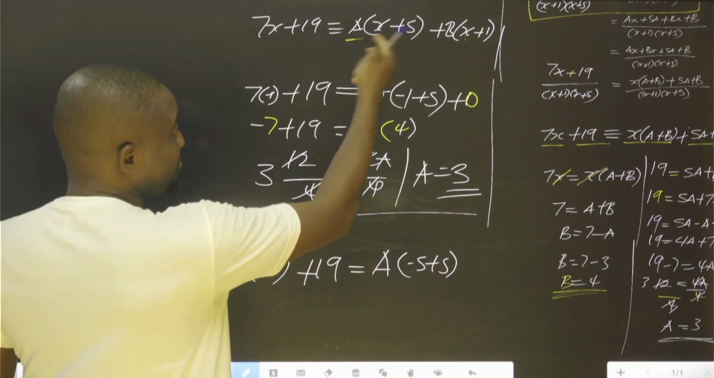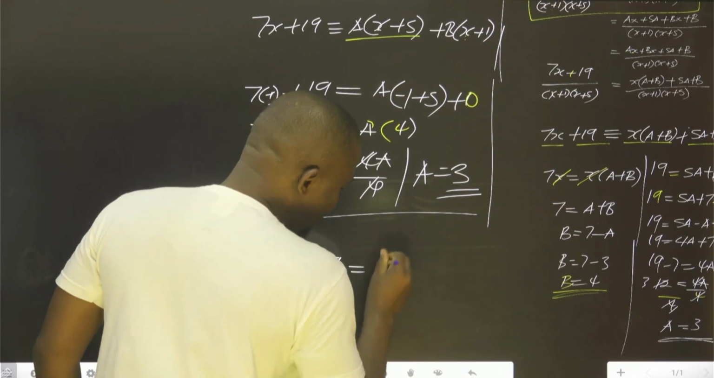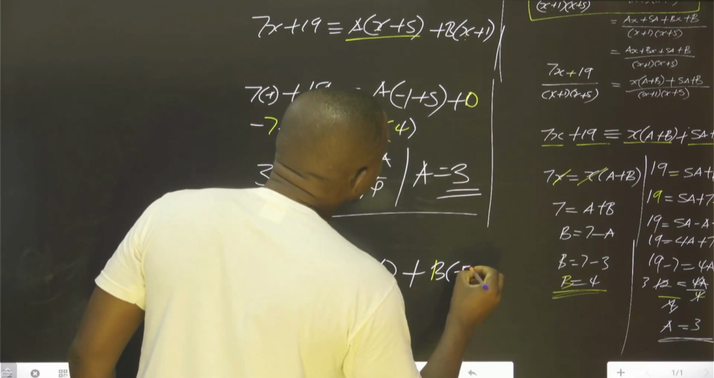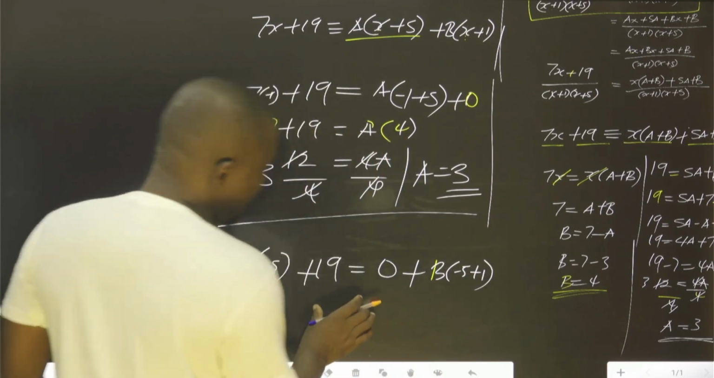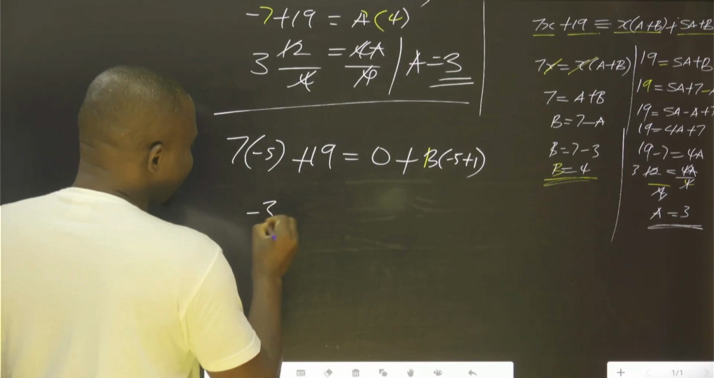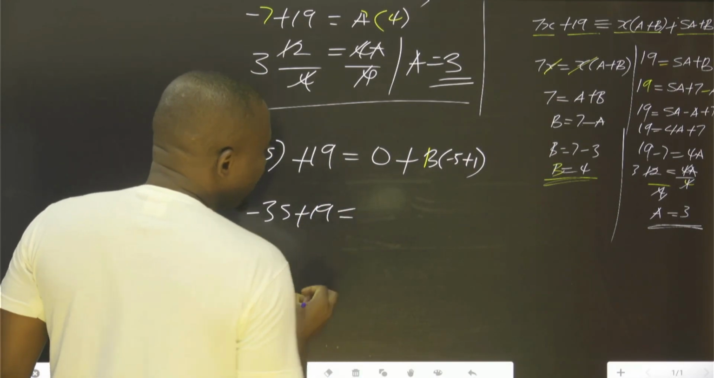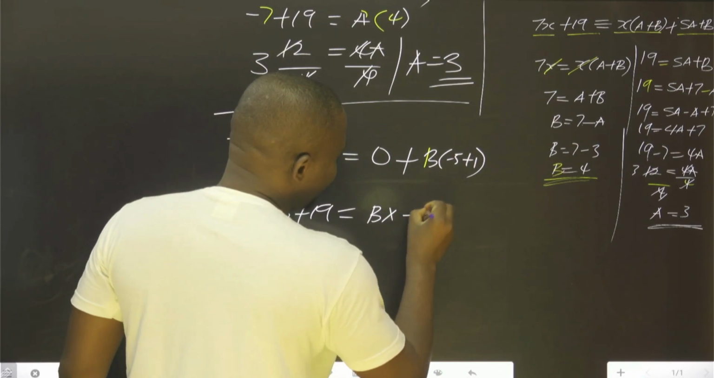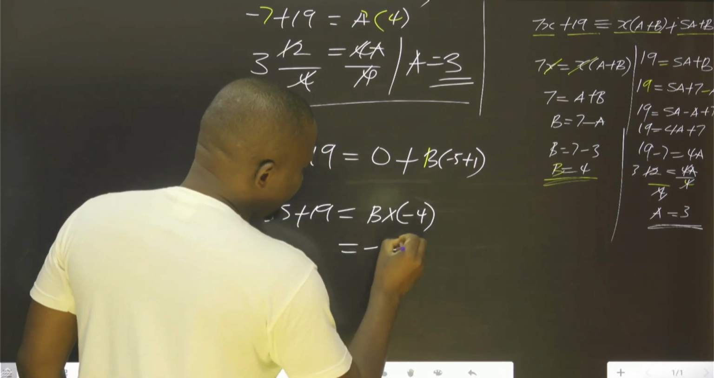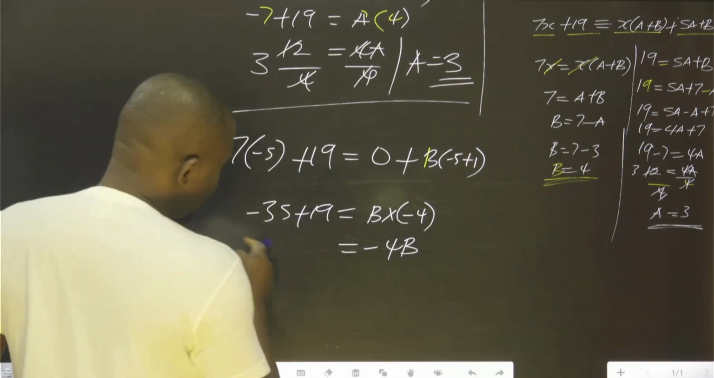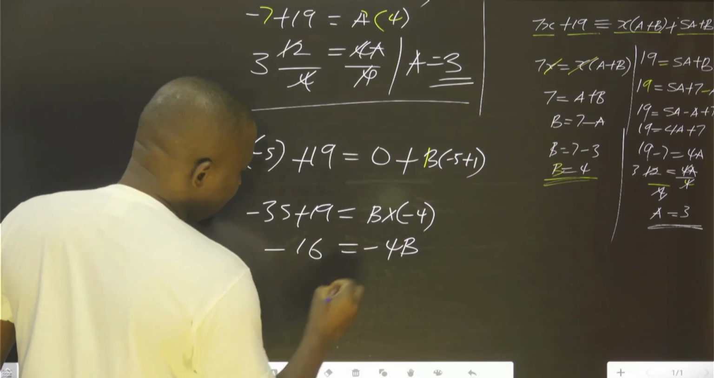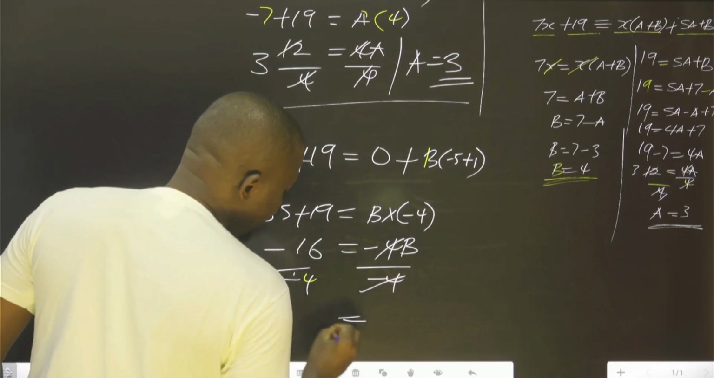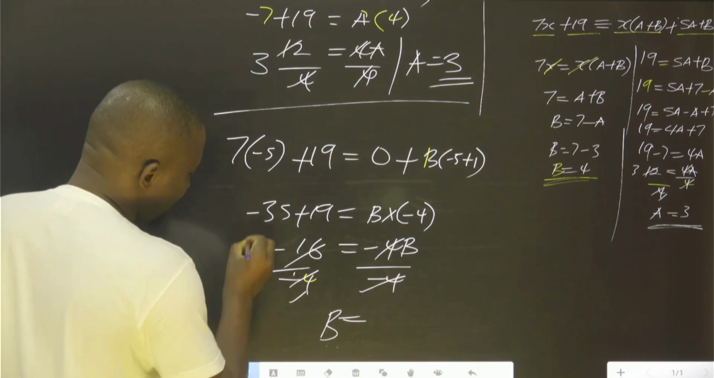times minus 5 plus 19 equals A(-5 + 5). This will give us 0. So let's eliminate this 0 plus B(-5 + 1). You agree with me? This is minus 35 plus 19 equals, this will give us B multiplied by minus 4, which is minus 4B. This will give us minus 16. Divide both sides by minus 4. You agree with me? B therefore, if you cancel this now, I'm going to have 4.